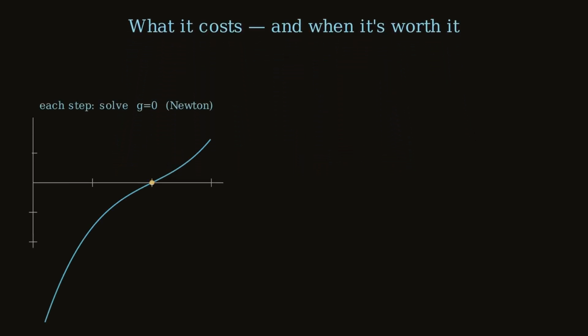Reading the slope at the destination has a price. The unknown is on both sides, so each step you have to solve for it, usually with Newton's method, which needs the Jacobian, the matrix of how every slope shifts, and a linear solve, every step. An explicit step is nearly free. An implicit step is real work. So it's a trade. Explicit takes many cheap steps. Implicit takes few expensive ones.